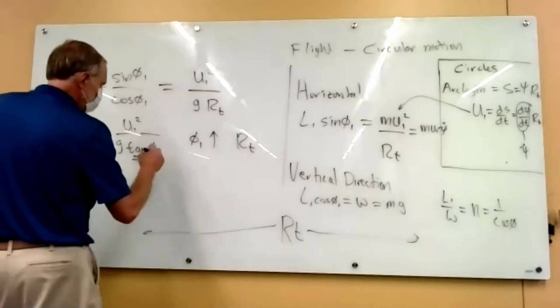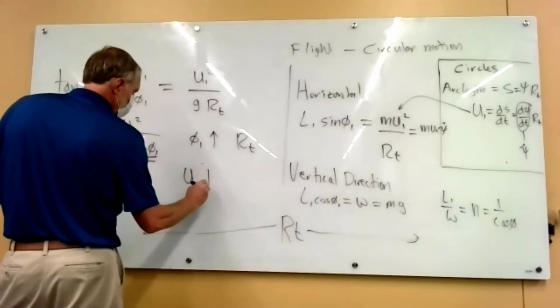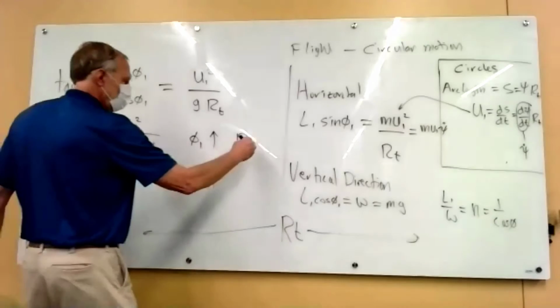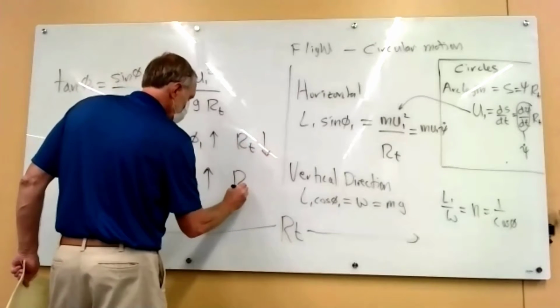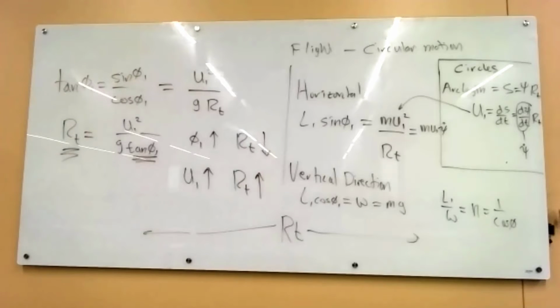And then how about we flip things around? If we keep the same bank angle and we increase the velocity, what does that do? This turn radius goes up, right? And it goes up with the square of the velocity. So the faster you go at the same bank angle, the wider the turn you have to go.